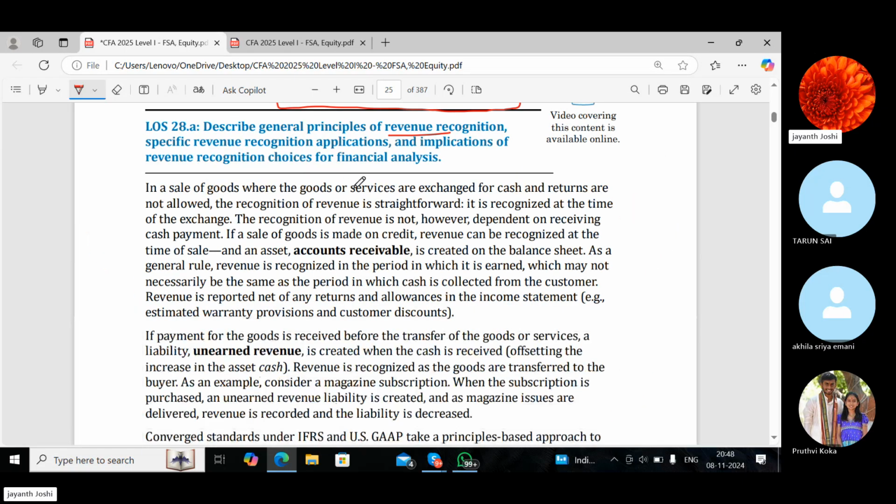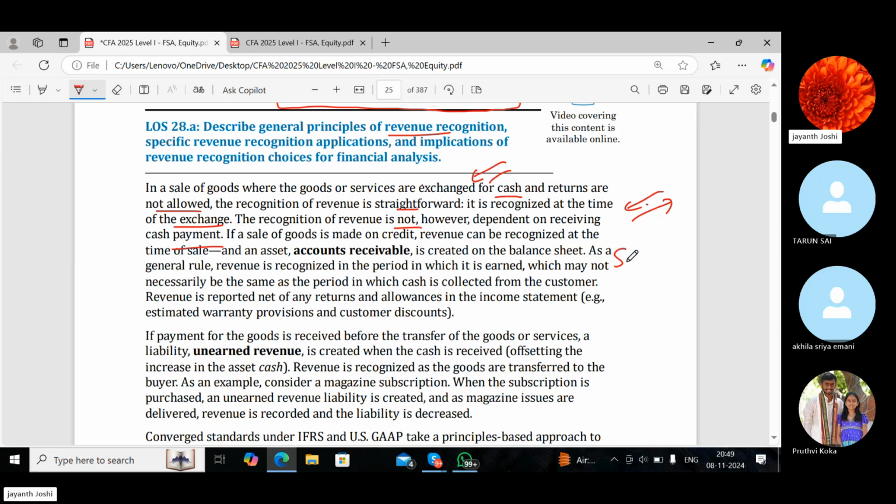So in sale of goods, where goods or services are exchanged for cash, of course, whenever you sell goods you take cash, and returns are not allowed, the recognition of revenue is straightforward. It is recognized at the time of exchange. So when you really exchange the goods for cash, you recognize the revenue. The recognition of revenue is not, however, dependent on receiving the cash payment. I told you right now, revenue is recognized when it is earned rather than received.